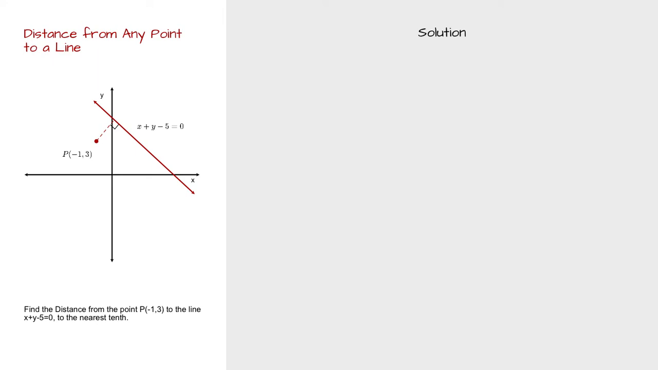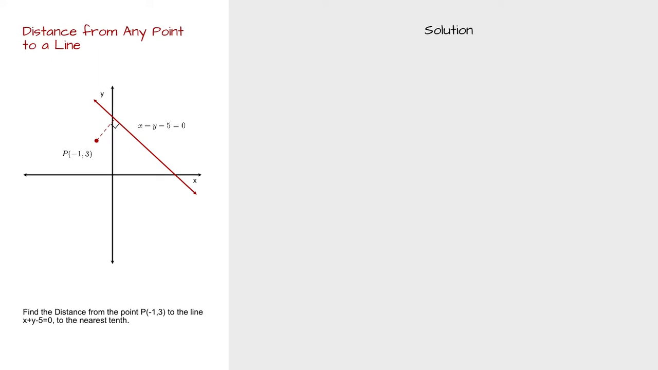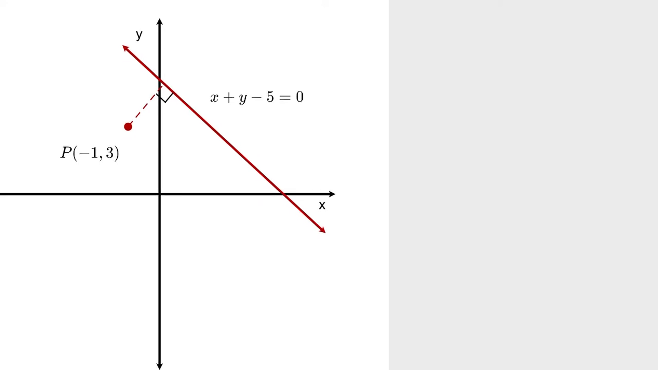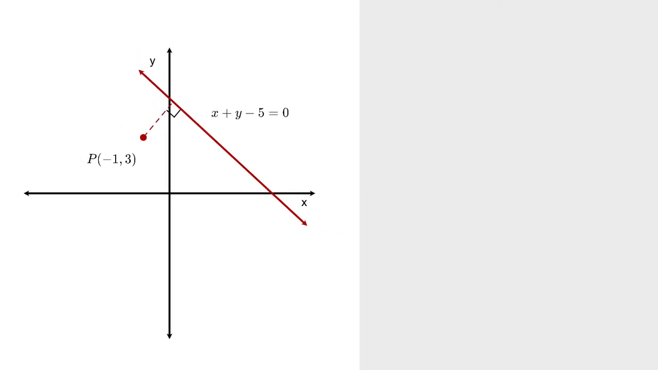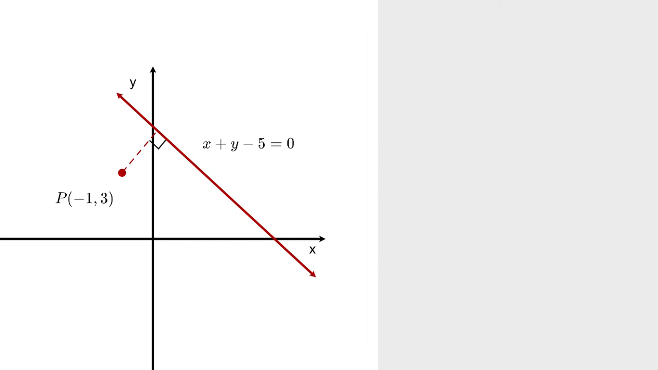On to our second example. Now we're not starting at the origin, we are starting outside of it, and we're given the equation of the line in standard form. The steps are the same. The first thing we have to do is figure out the equation of this perpendicular line, so we then can find the point of intersection, and lastly, we can find the distance using the length formula.